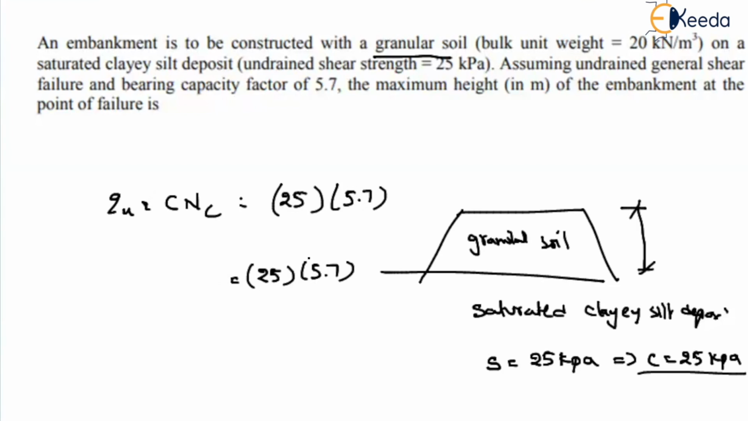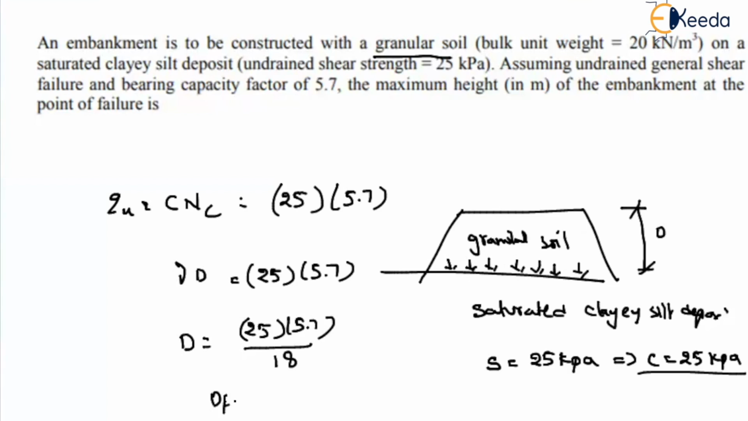How can I find out the depth then? So whatever the pressure that is acting at this level, that should not cross this qu. So what will be the pressure that is acting on this layer? If it is having some unit weight gamma, and if it is having some depth D, so what about the pressure? That is nothing but gamma into D. So whatever the depth of the granular soil, that is nothing but simply 25 into 5.7 divided by 18. So the answer you will get is around 7.1 meters. Understood? So until this step, everybody can try.